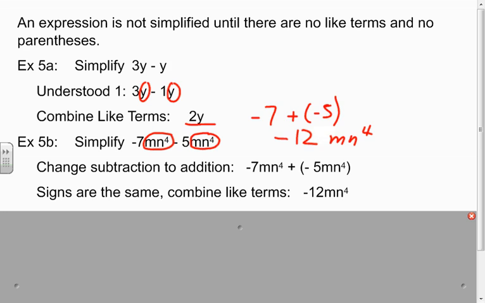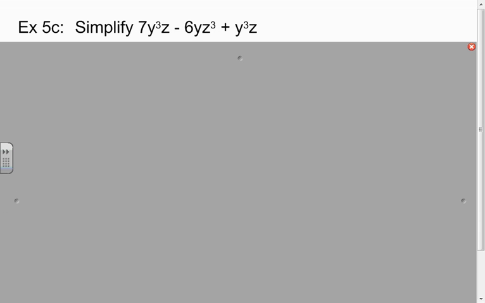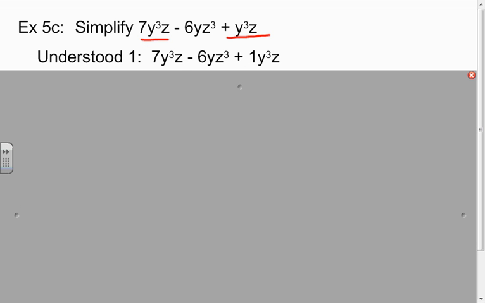Last example, 7y to the third z minus 6yz to the third plus y to the third z. Now, do I have pieces that have the exact same variable parts, the same variables with the same exponents? The like terms are right here. The piece in the middle has y, z, and 3, but it doesn't exactly match the other two. This last piece here really has an understood 1. So we put the understood 1 in there.